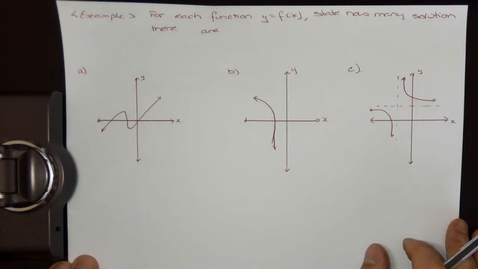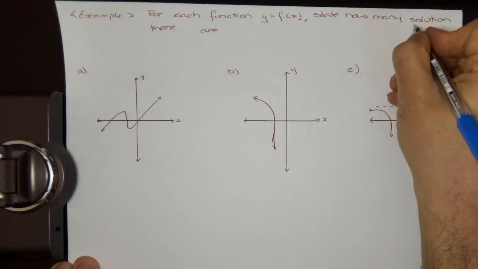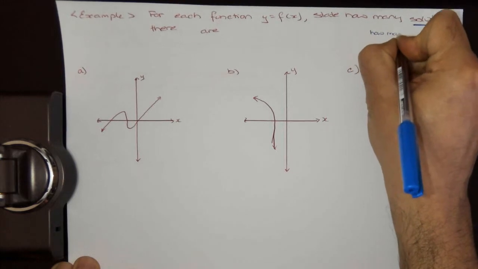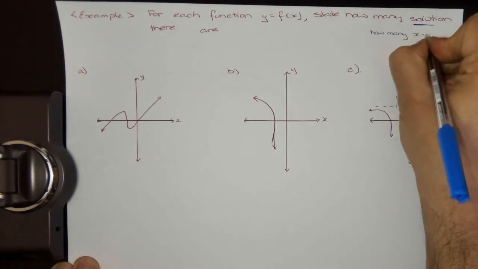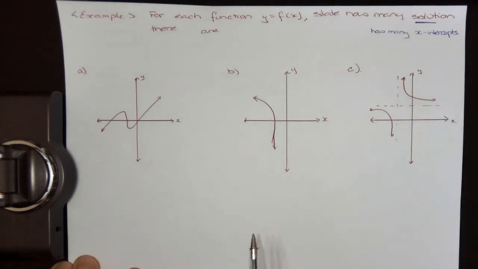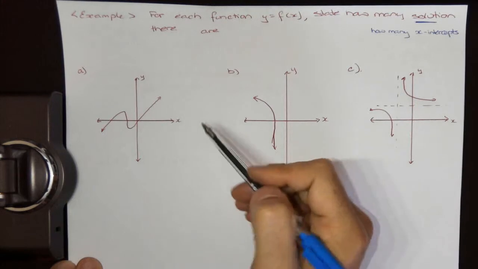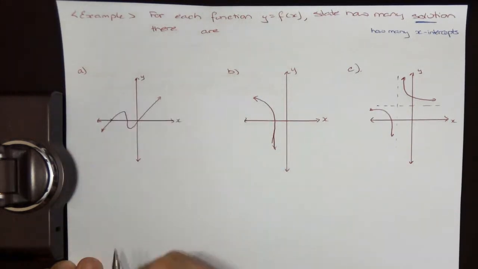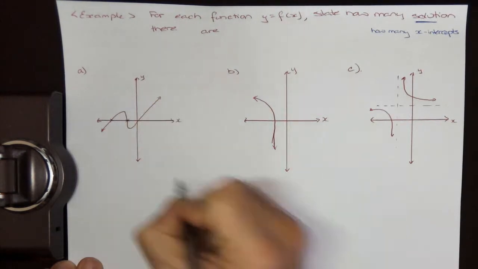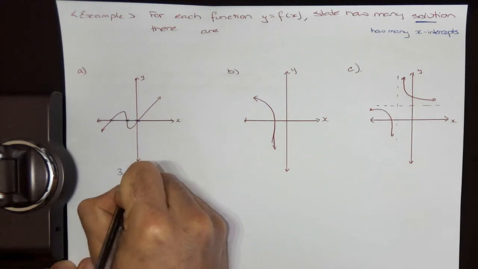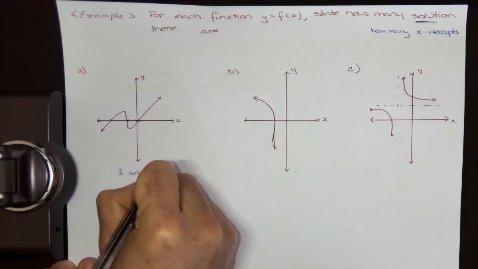First example says, for each function f of x, we want to state how many solutions there are. Solutions means how many x-intercepts. That's what it's actually asking us: how many times does the function cross the x-axis? So here's our first example. I've got a cross there, a cross here, and a cross here. So technically there are 3 solutions to this function.